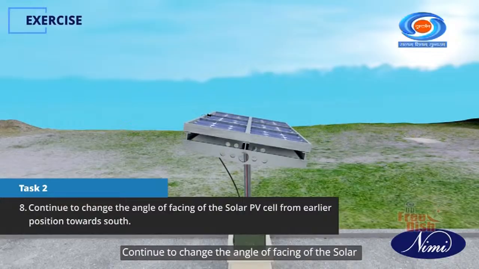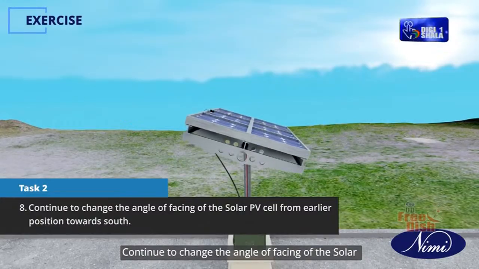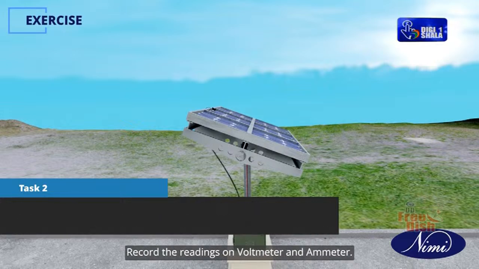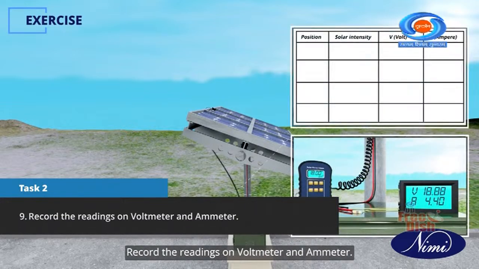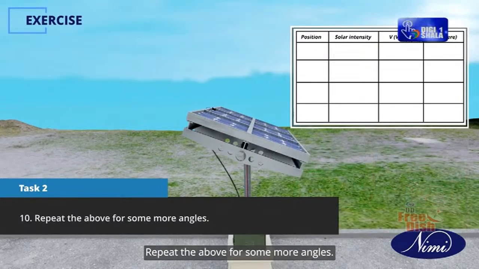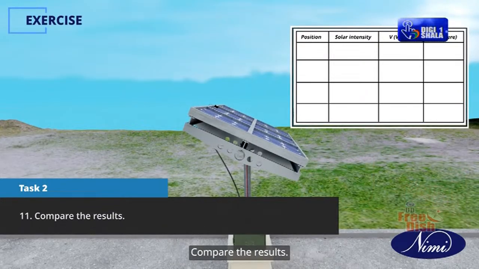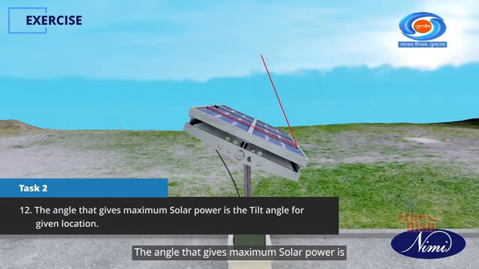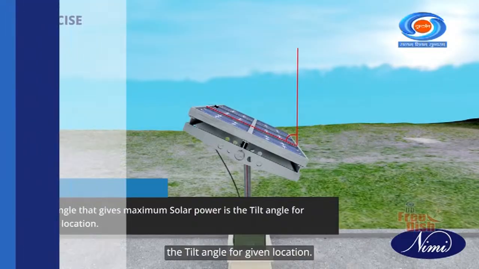Continue to change the angle of facing of the solar PV cell from earlier position towards south. Record the readings on voltmeter and ammeter. Repeat the above for some more angles. Compare the results. The angle that gives maximum solar power is the tilt angle for given location.